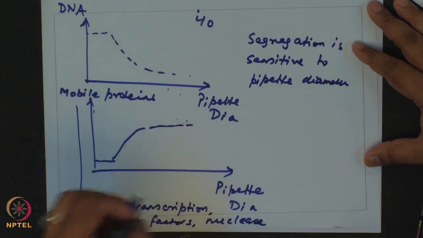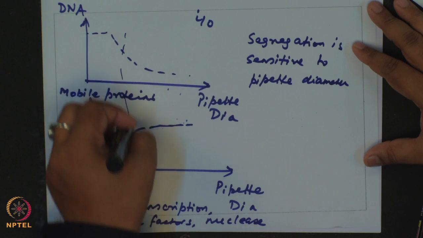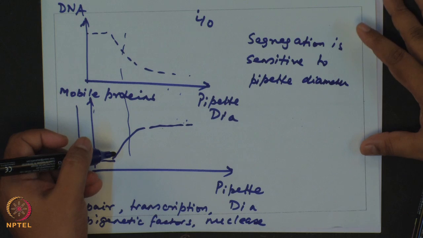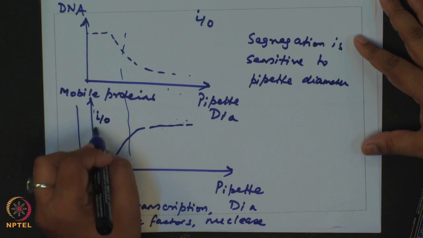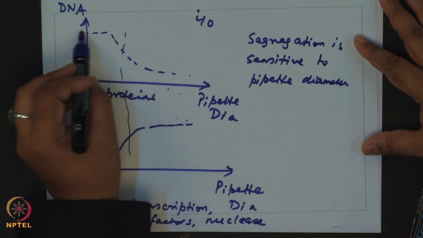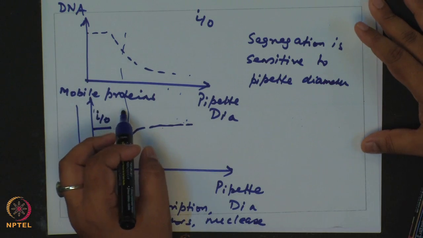In this zone, when you are reducing the pipette diameter, you see that the mobile intensity inside to outside drops significantly. So, this is the I by O ratio. This suggests that this segregation can be a cause of DNA damage, long term. So, to answer this question, they went one step further, and what they did was they tracked.